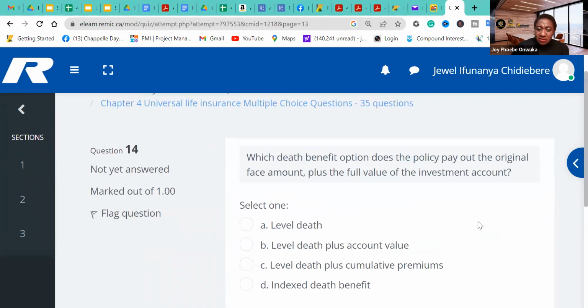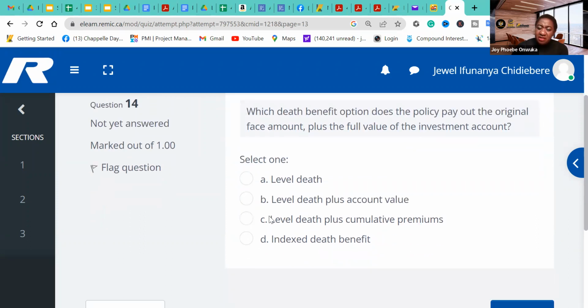Ooh, let's do this real quick. Which death benefit option does the policy pay out the original face amount plus the full value of the investment account? Level death benefit, no. Level death benefit plus account value. Level death benefit plus cumulative premium index, no, it's level plus account value.